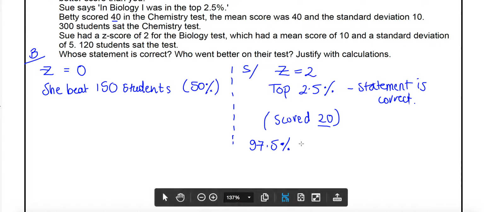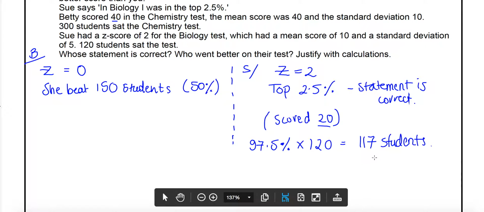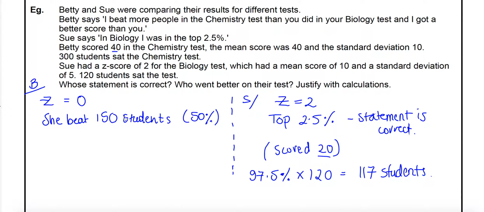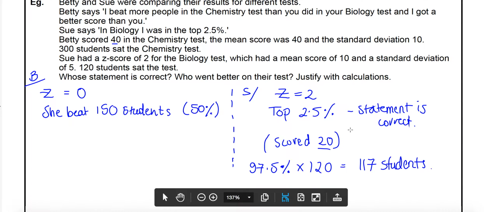in their achievement, and we can do 97.5% of 120. So this means that she's outdone 117 students. So in that respect, Betty's statement wasn't all incorrect, because in terms of the number of students, she has achieved a better score than more students, so 150 students compared to 117. But as a percentage, Sue's is definitely better.